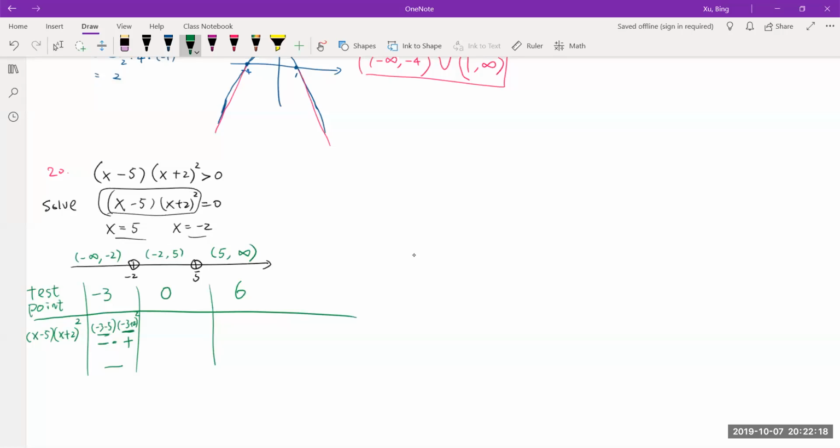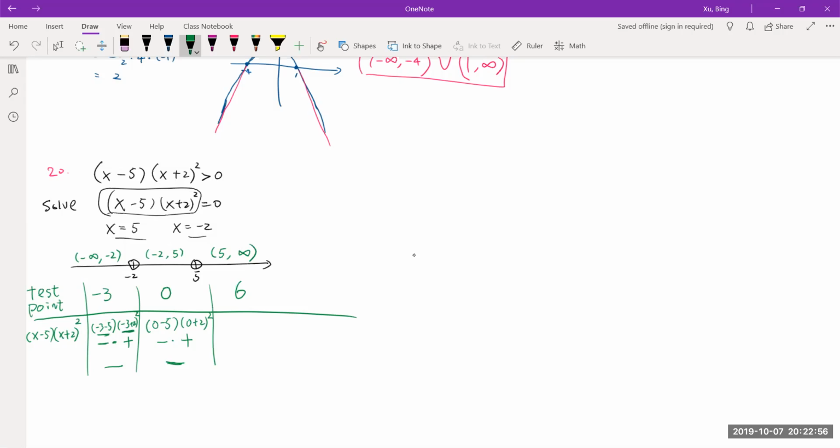All right. Any questions on this part? So negative 3 will make this expression negative. That's all I care. Good so far? Okay, so now let's test for 0. If you plug in 0 there, 0 minus 5 and 0 plus 2 squared. 0 minus 5 is making it negative, and 0 plus 2 is positive. Positive squared also positive. Then negative times positive is a negative number. I don't care what the value is. It's negative.